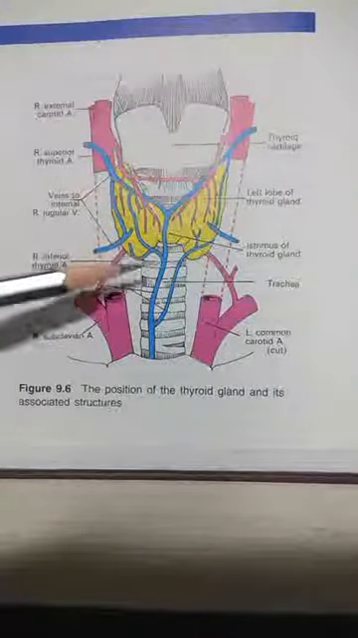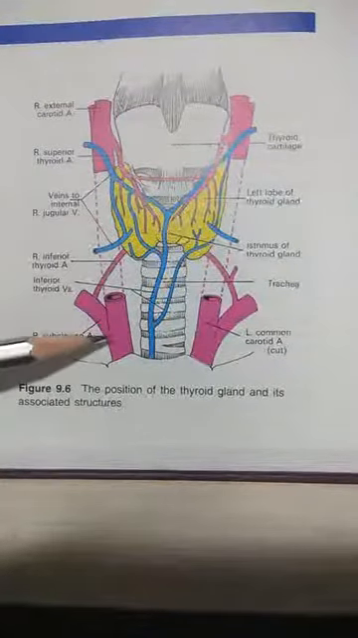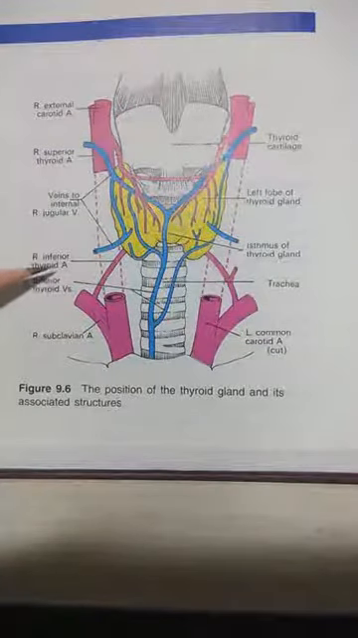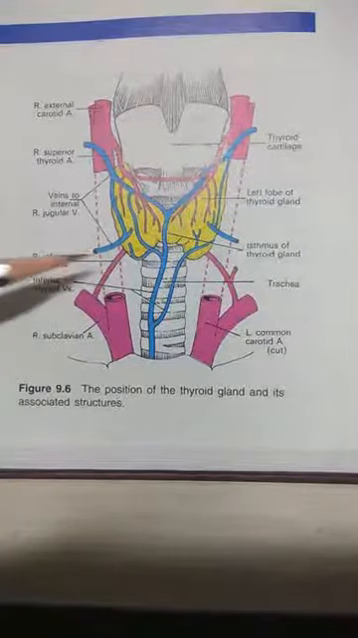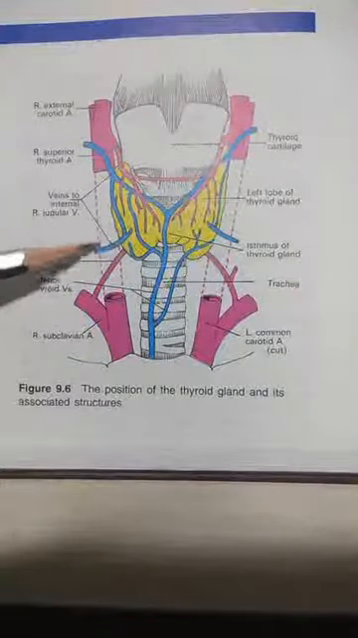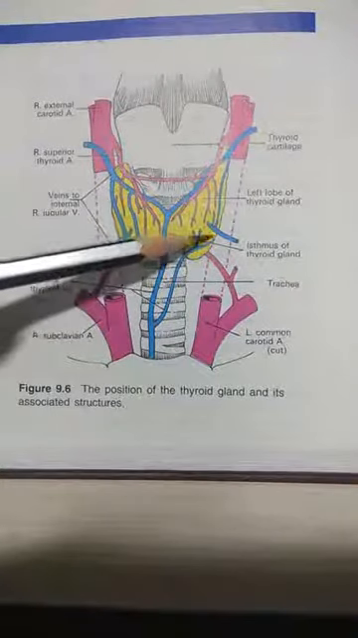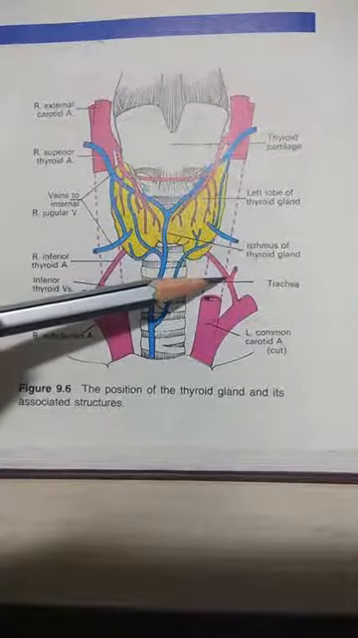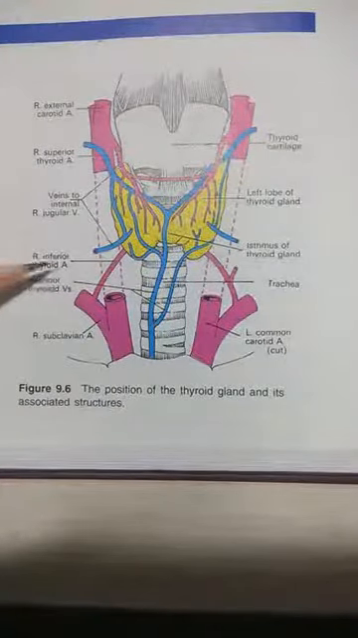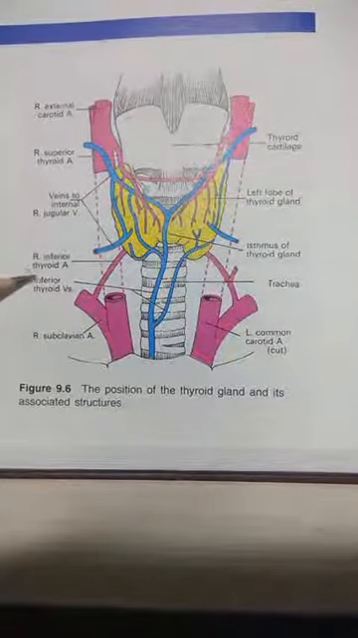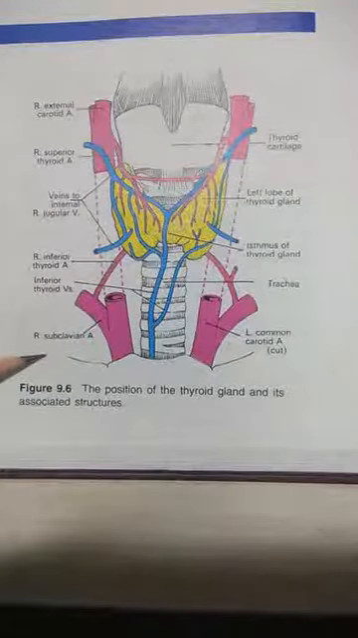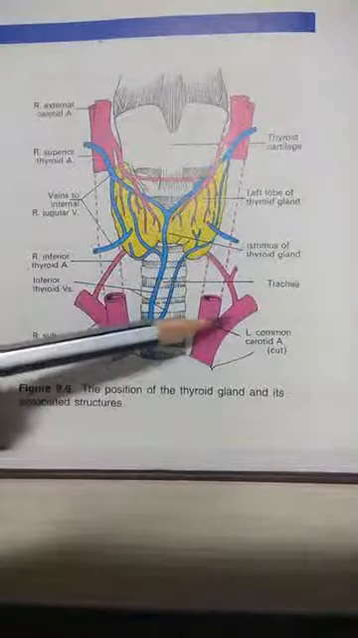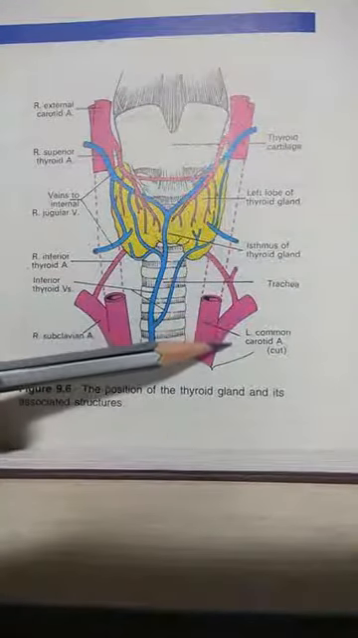And to the inferior part of the gland, the blood is supplied by the inferior thyroid artery: the right inferior part by the right inferior thyroid artery, and the left inferior part by the left inferior thyroid artery. The right inferior thyroid artery is a branch of the right subclavian artery, and the left inferior thyroid artery is a branch of the left common carotid artery.